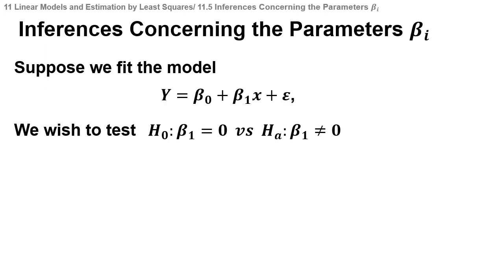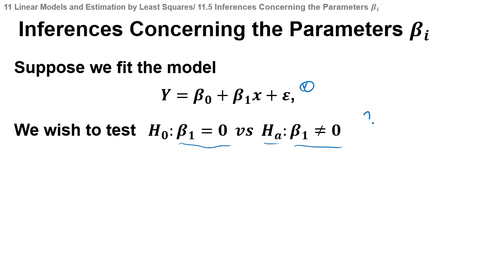Okay, let's move on to chapter 11.5, inferences concerning the parameters beta i. Suppose we fit a model like this. If we wish to test the null hypothesis that beta 1 is 0 against the alternative that beta 1 is not 0, what would be the test statistic and how can we do the test? This is what we want to cover in this chapter.